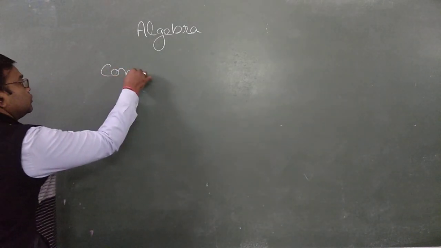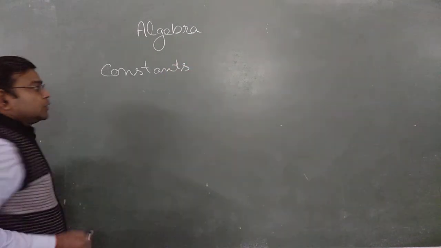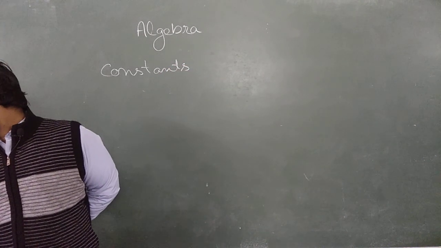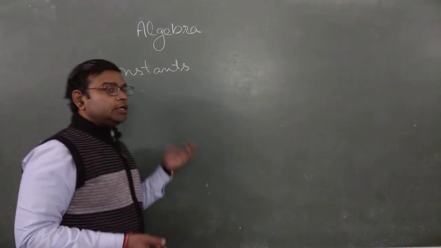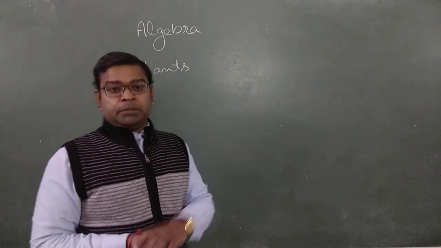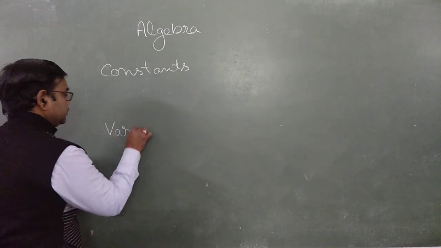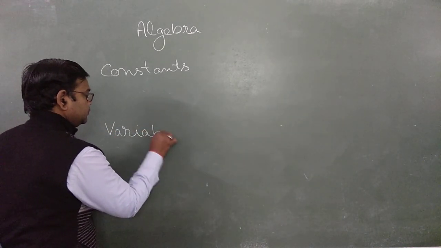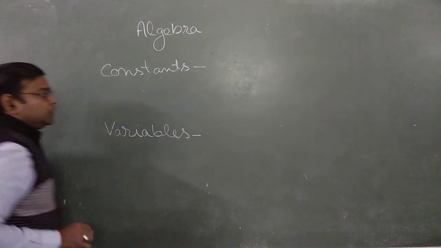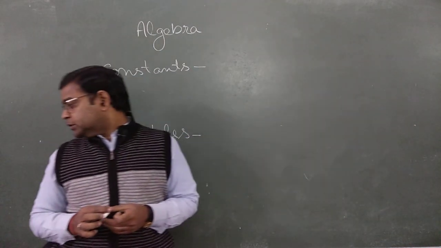So what are constants? Generally in algebra we have two different types of numbers or figures. One is constant, the other one is variable. Clear? Constants and variables. What are constants and variables?